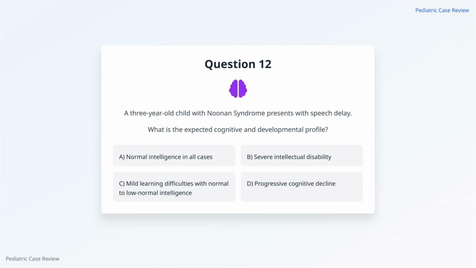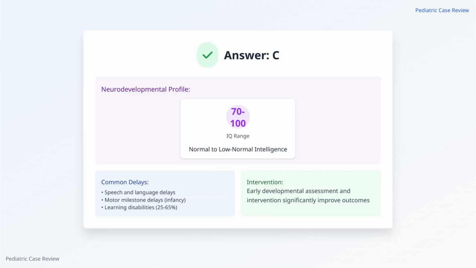Question 12. A 3-year-old child with Noonan syndrome presents with speech delay. What is the expected cognitive and developmental profile? Option A. Normal intelligence in all cases. Option B. Severe intellectual disability. Option C. Mild learning difficulties with normal to low normal intelligence. Option D. Progressive cognitive decline. The correct answer is C.